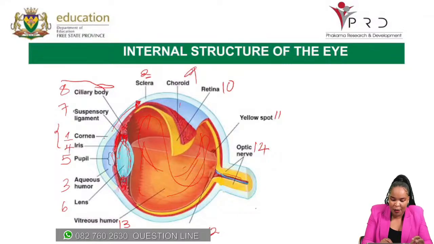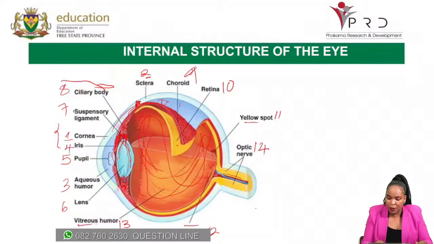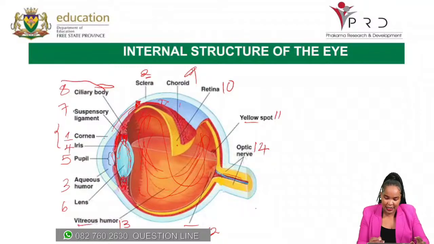From the suspensory ligaments going to the back of the eye, going in this direction, you find your choroid. Underneath your choroid, you find your retina. Your retina has your yellow spot and your blind spot. And then you find the fluid-filled medium, and that is called the vitreous humor. And then from the vitreous humor, you have your optic nerve leaving the eye to the brain. So those are your parts.